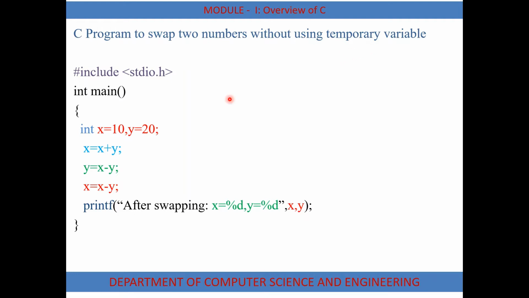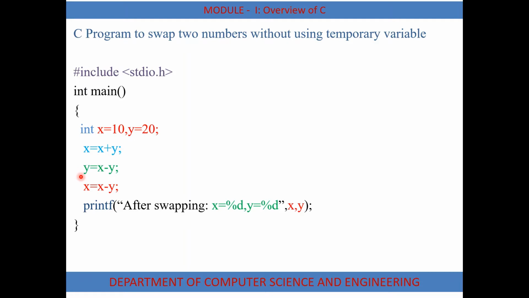Let's see how. See, I have considered two variables x and y. The initial value of x is 10. Initial value of y is 20. Now, x is equal to x plus y. So that is nothing but x plus y, 10 plus 20 is equal to 30. Now the value of x is 30.